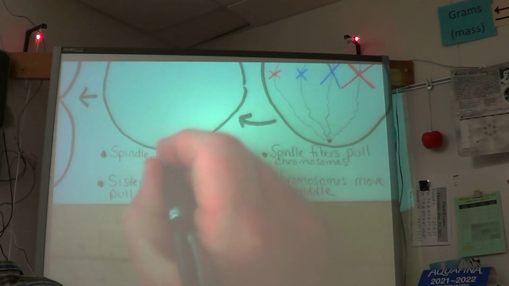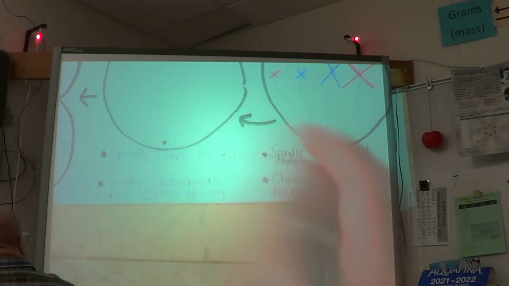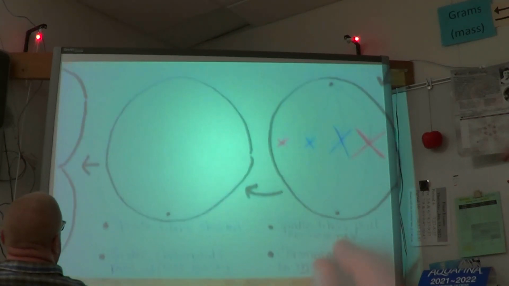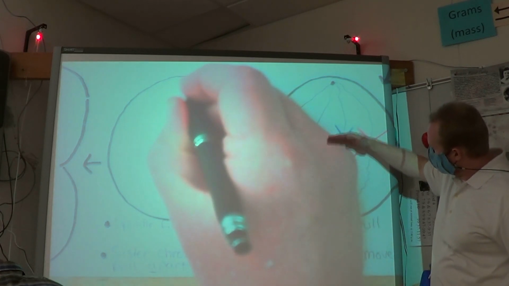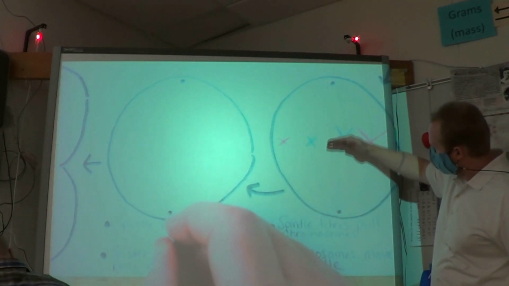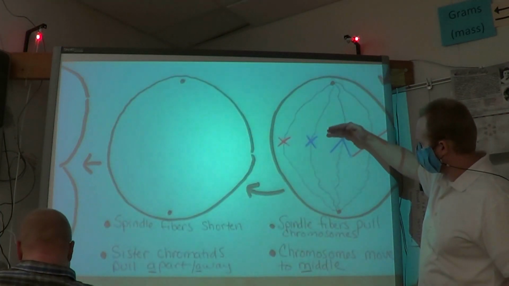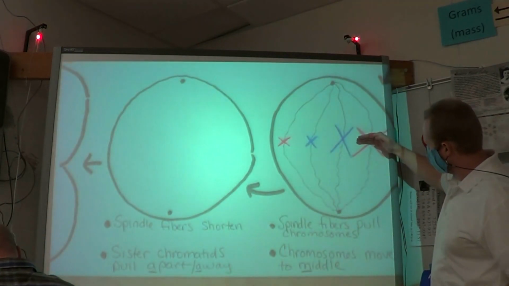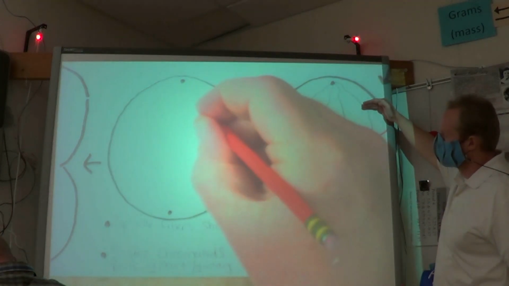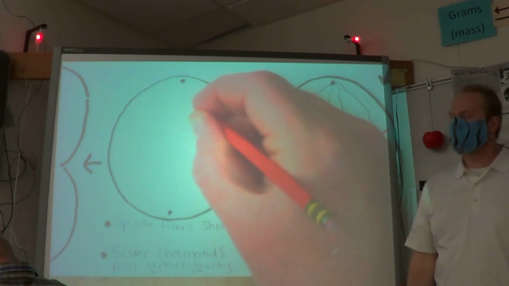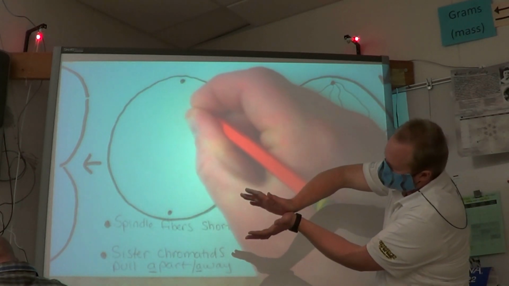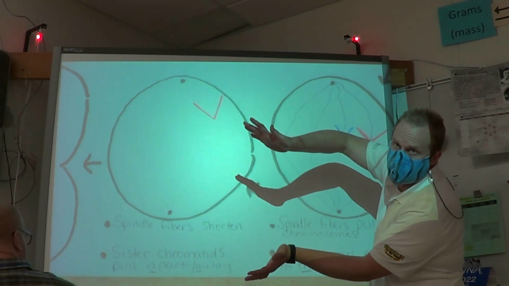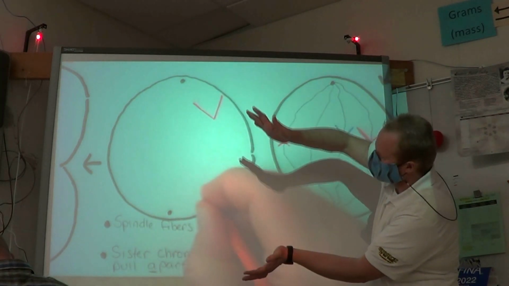Now, when we draw our sister chromatids getting pulled apart, remember, if this is my chromosome, from here down this is my sister chromatid right here. This is my sister chromatid right here. This is my sister chromatid, this is my sister chromatid. Okay? So when we draw that, we still kind of keep our X shape, and we pull them like this. We're going to split our chromosomes like this.